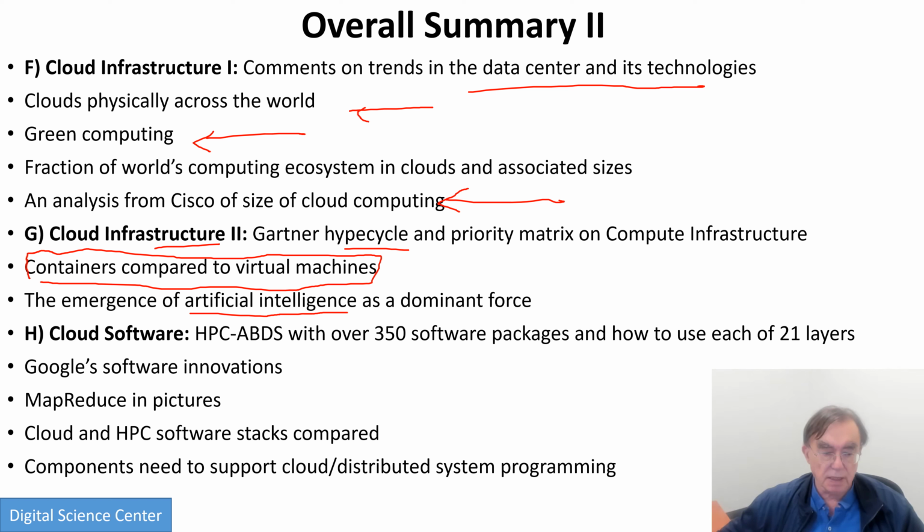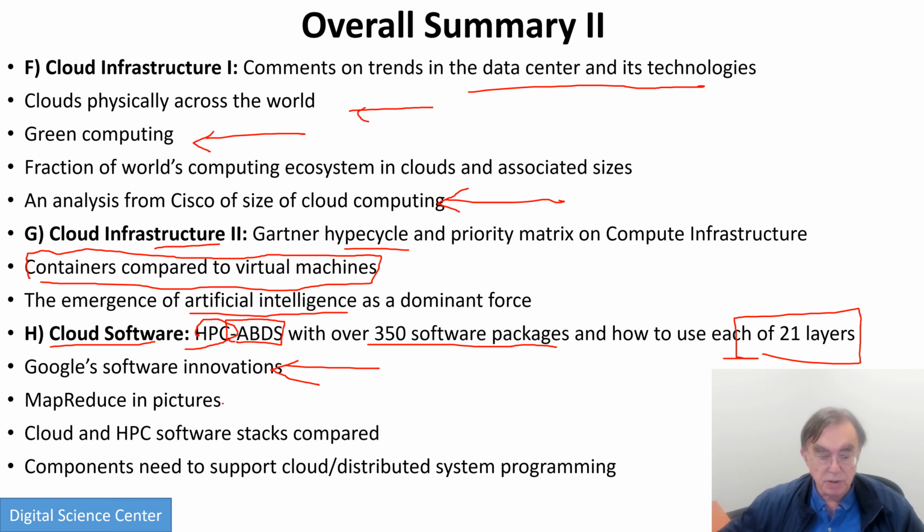Then we come to cloud software, the area where I work. We introduced the Apache Big Data System, Big Data Software Stack, I should say. We look at high performance computing. We note that there are 350 software packages in this category, and they can be thought of in 21 different ways. We worship Google, who has made huge contributions here.